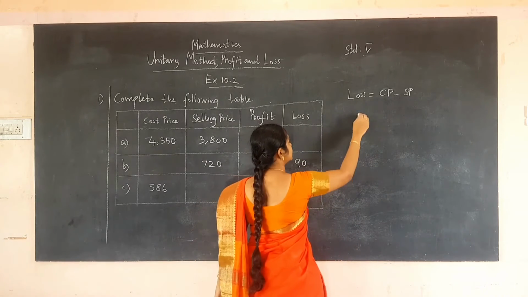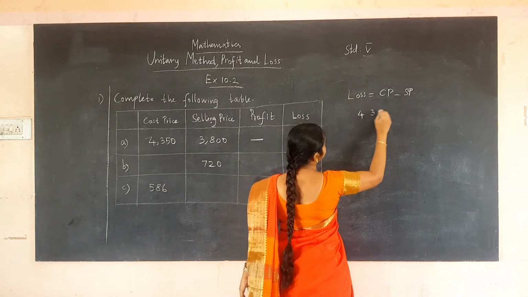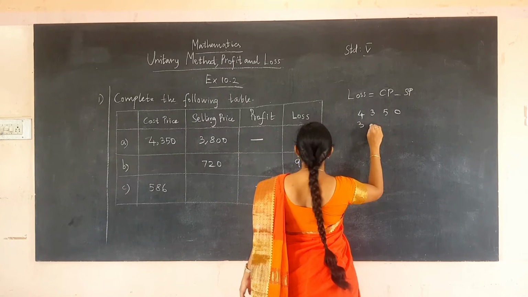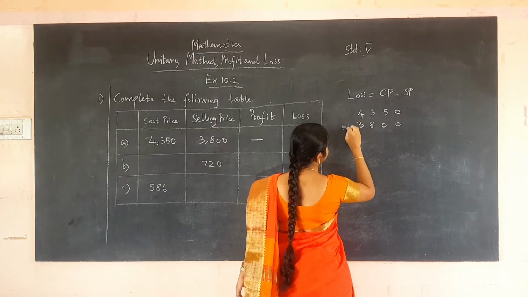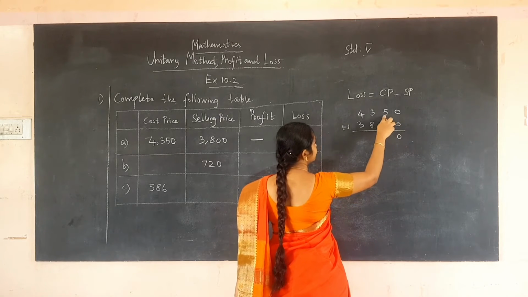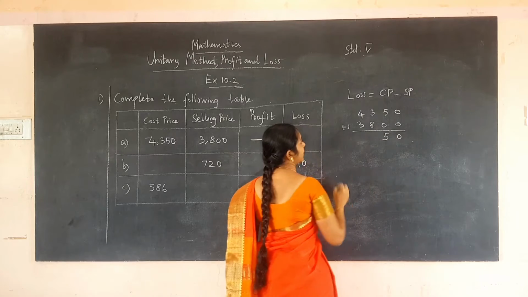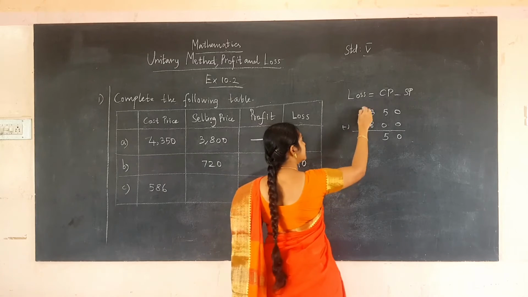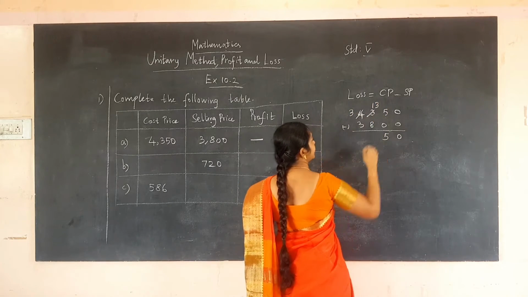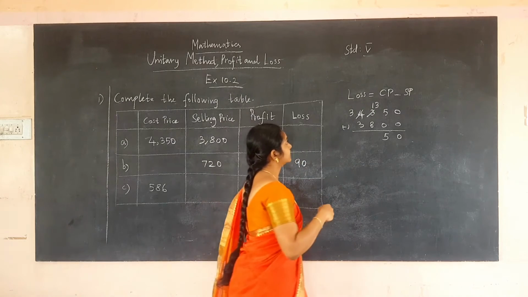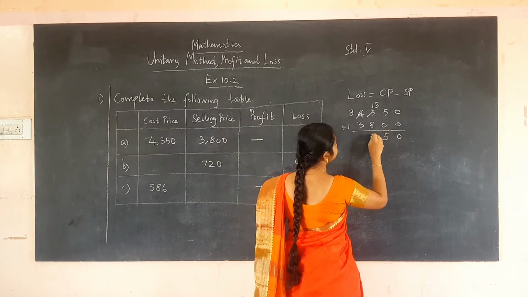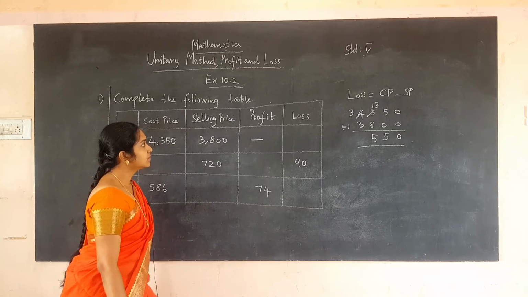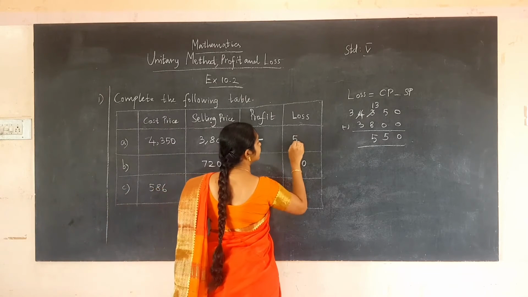The cost price is 4,350. Selling price is 3,800. Subtract. 0 minus 0 is 0, 5 minus 0 is 5, 8 is greater than 3, so we cannot subtract, so borrow from the before number. So 4 will become as 3, 3 will become as 13. 13 minus 8 is 5. So, the loss is 550.